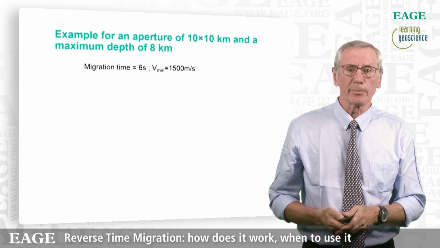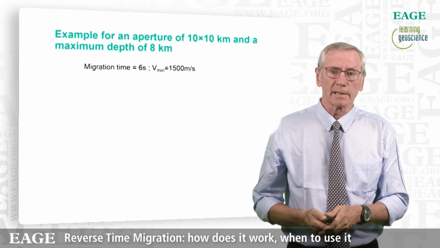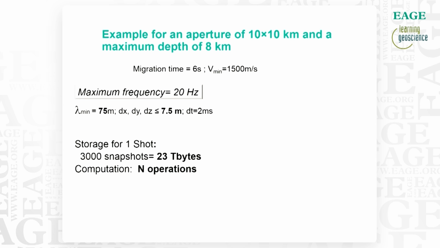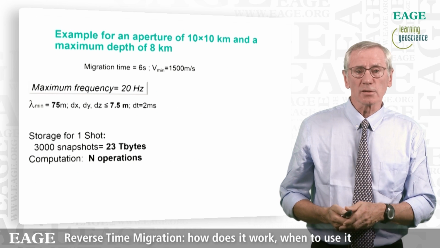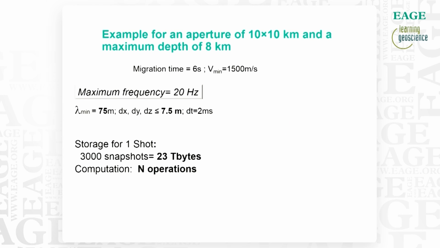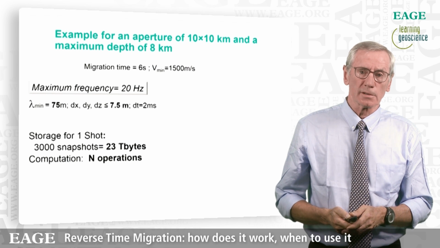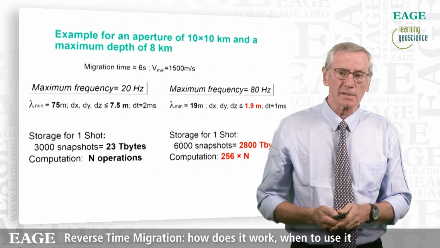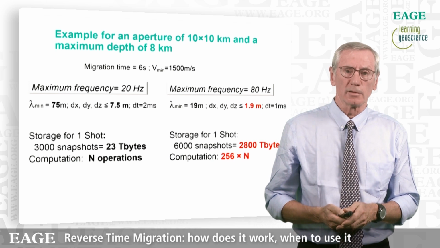As an example, I take a typical migration aperture of 10 by 10 kilometers with 8 kilometers of depth. So for 20 Hz in a marine case, the size of the whole snapshot of the downgoing wave field may be about 23 terabytes, and say N, a big number, the number of arithmetic operations. If we want to go from 20 to 80 Hz, the storage is multiplied by more than 120, and the number of arithmetic operations is multiplied by 256, and this is a serious practical issue.